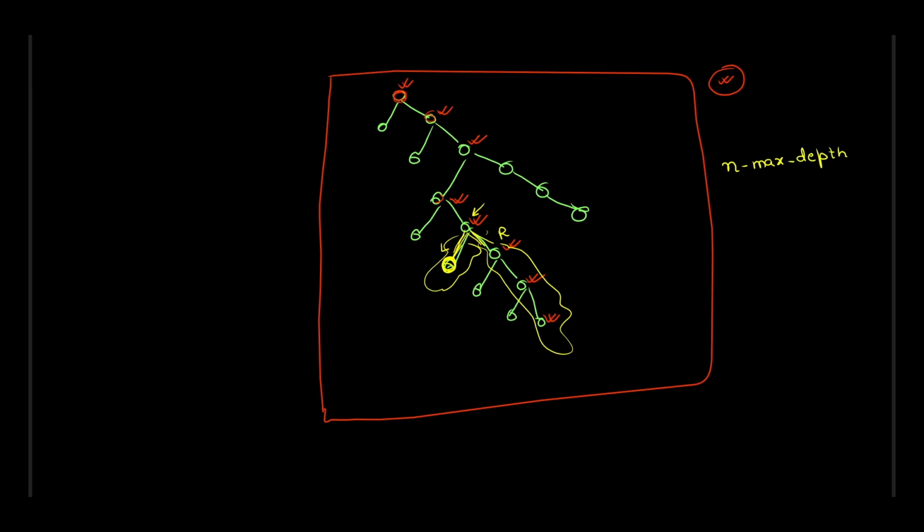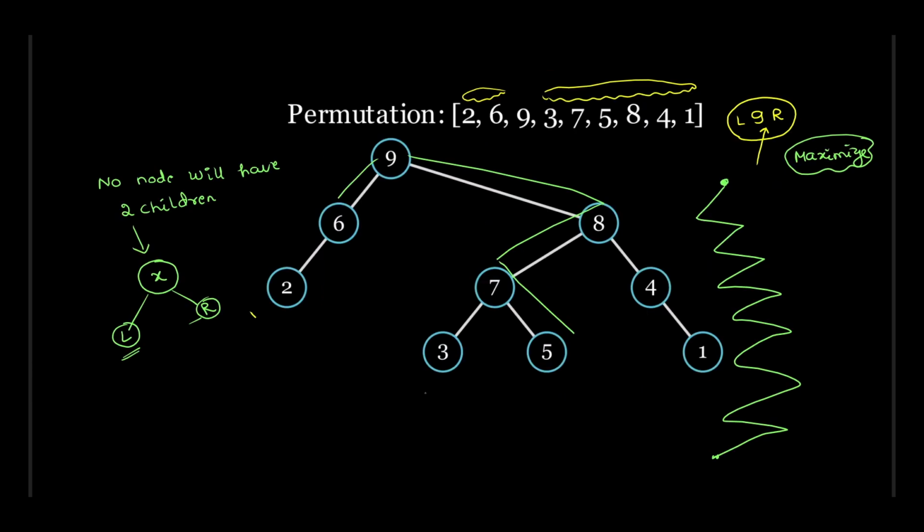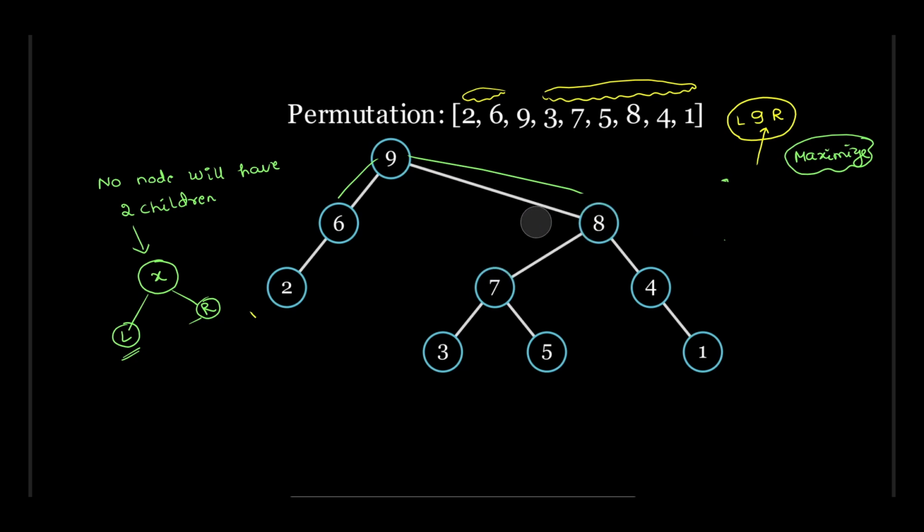N minus max depth. And in a tree, how do you find out the maximum depth? That you can simply find out with dp. So how do you do that? dp or dfs, whatever you want to call it. So that is a very simple problem to do.